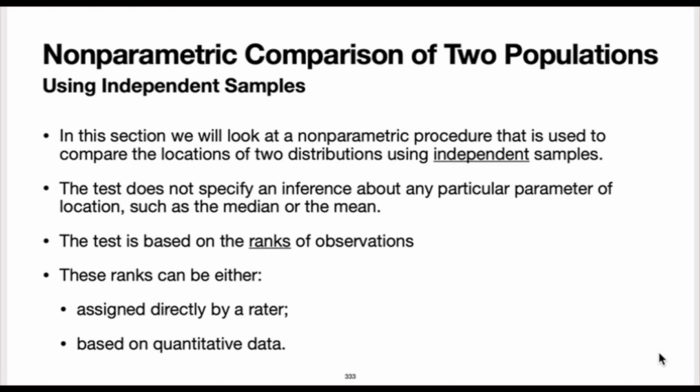As an alternative, we could have a situation where one or more raters are actually ranking subjects or experimental units based on relevant criteria in that situation. And so we don't actually have a quantitative measure to start with, we actually have the ranks as provided by the raters.